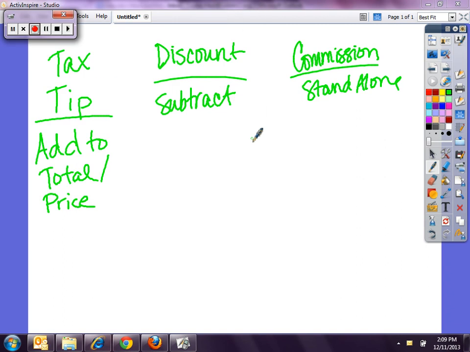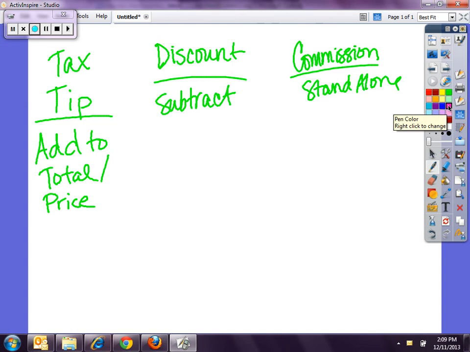Okay, so we're going to talk about tax, tip, discount, and commission. Tax and tip are things that are added. They're either added to your total, or added to your subtotal. Discounts is something that you subtract from your subtotal, and commission is just a standalone number.